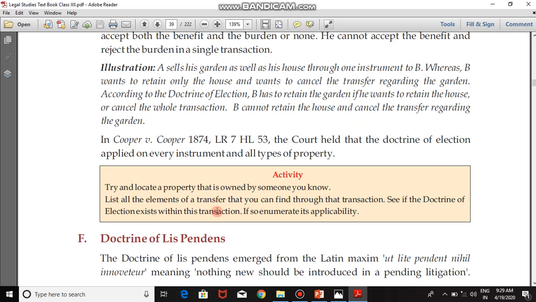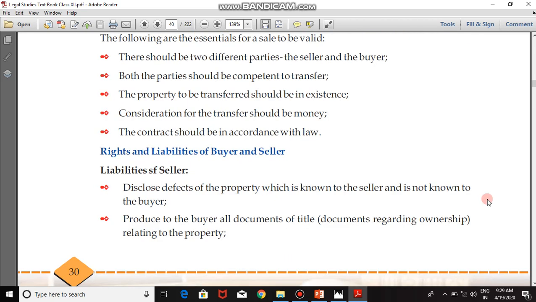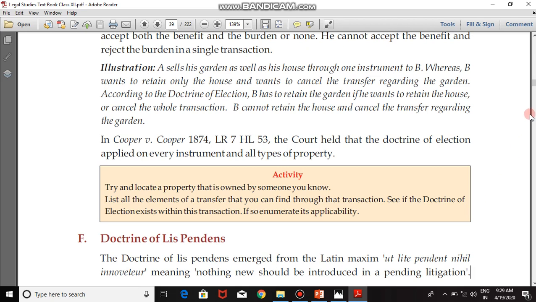Now there is the doctrine of lis pendens. What does this doctrine of lis pendens mean? The doctrine of lis pendens emerged from the Latin maxim ut lite pendente nihil innovetur, meaning nothing new should be introduced in a pending litigation. Now what does this mean? If a transfer of a property is going on, and there is a legal litigation on that property, then that transfer cannot take place.